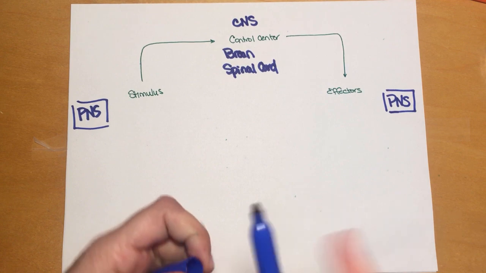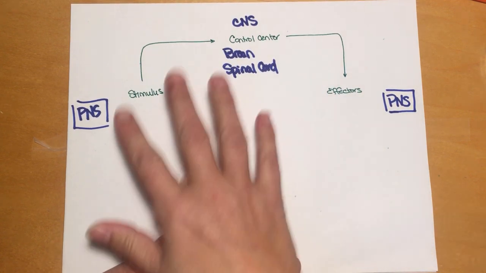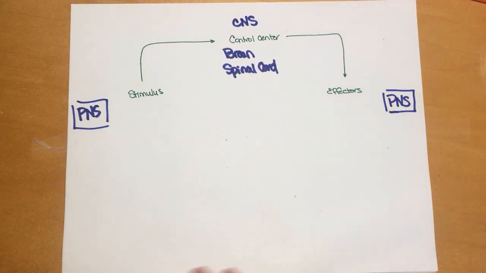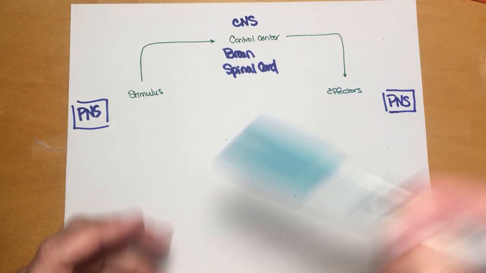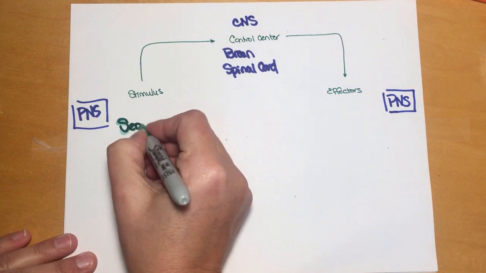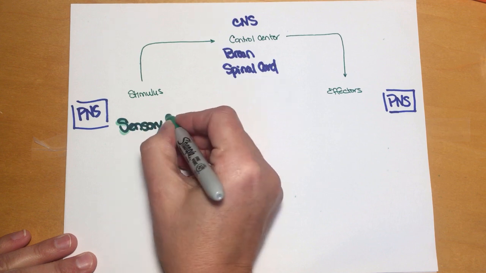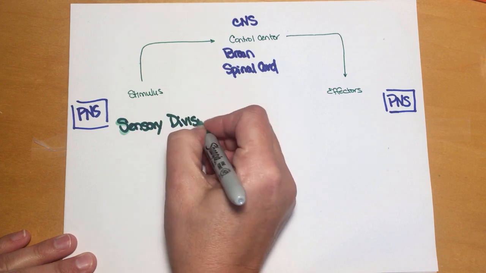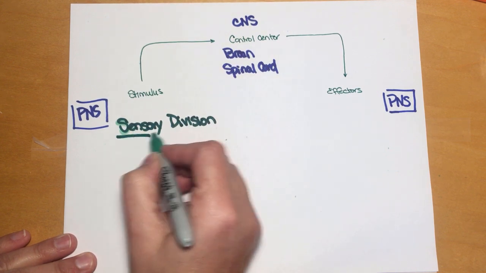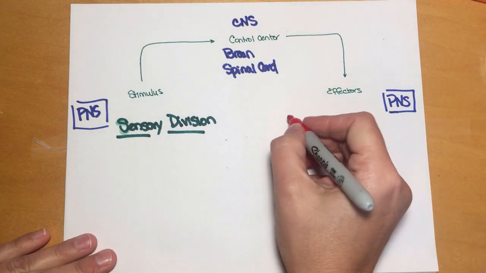Now, we can divide all of this into two main areas of the nervous system. One of the big areas of the nervous system is going to be the sensory division. The other division is the motor division.